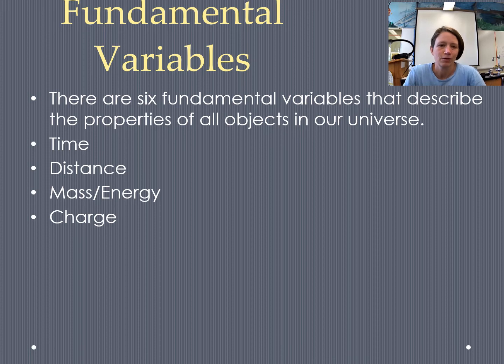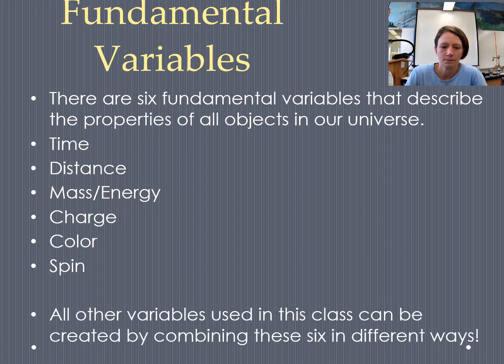And the last 2 fundamental variables are good topics for advanced level physics. They're known as color and spin. They're not quite what they sound like. They're ways of measuring properties of really, really tiny objects. So in any case, those are the 6 fundamental variables that we'll be using.